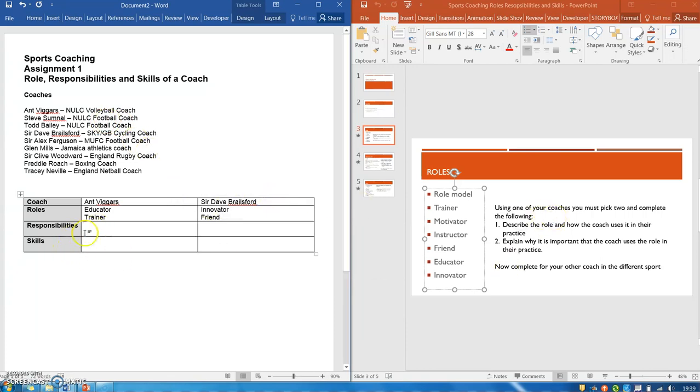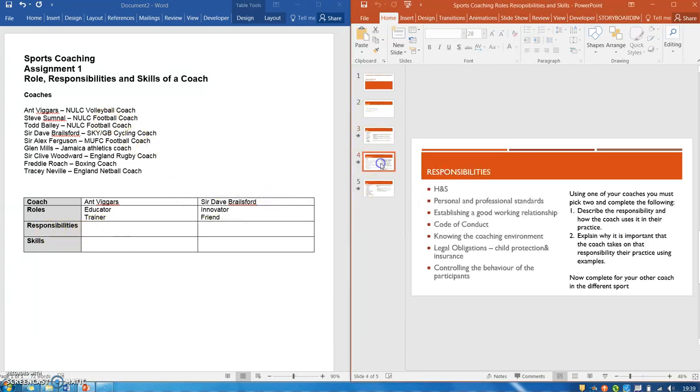Okay, so we're going to move on to responsibilities. Responsibilities is something that the coach really needs to undertake and really needs to do in order for them to be a safe and effective practice. Now, this can get a little bit more written and health and safety orientated here.